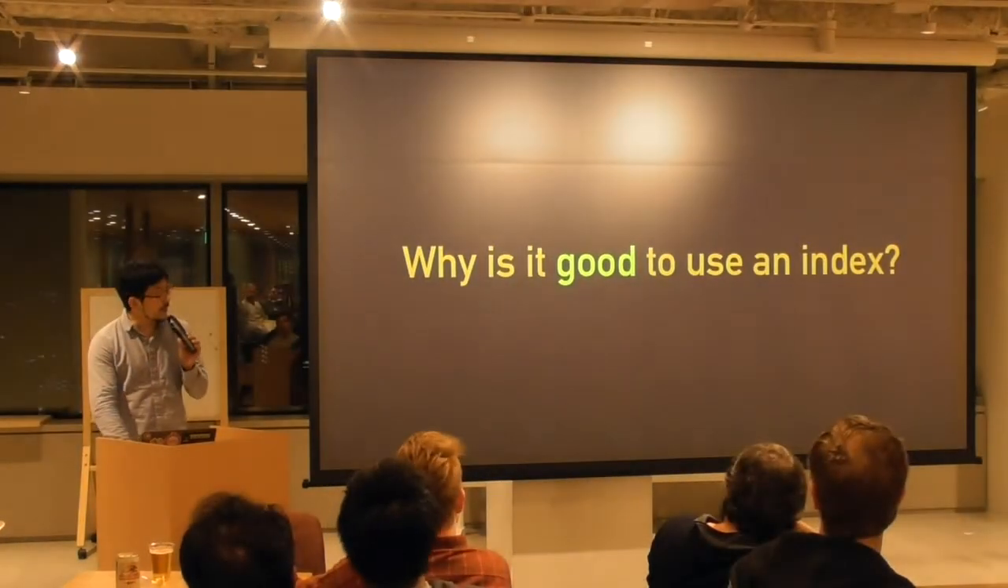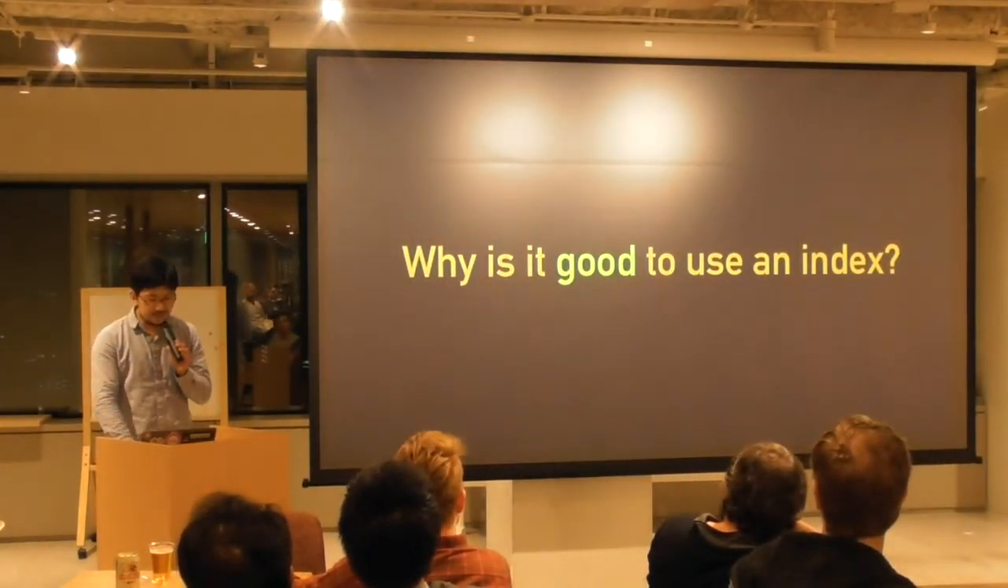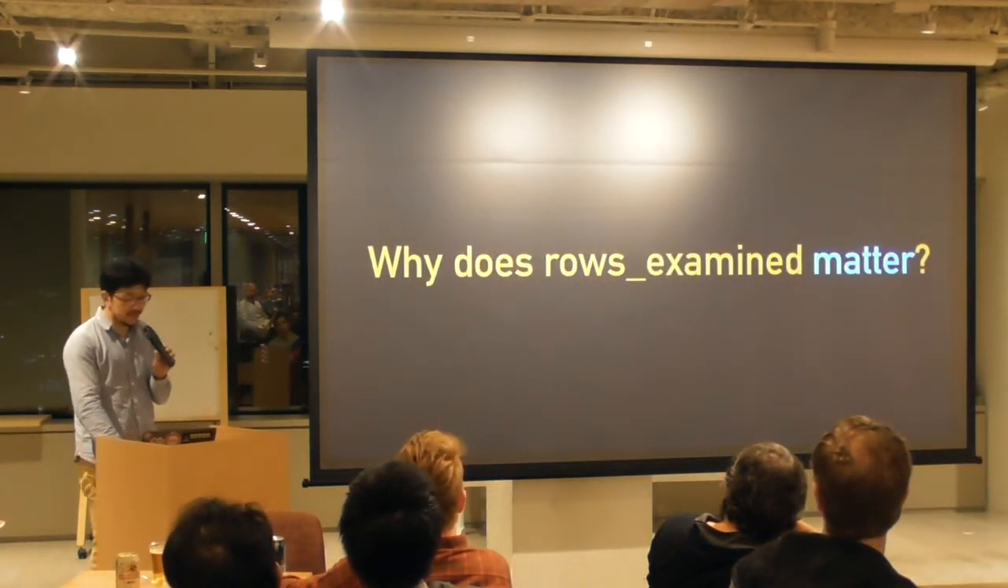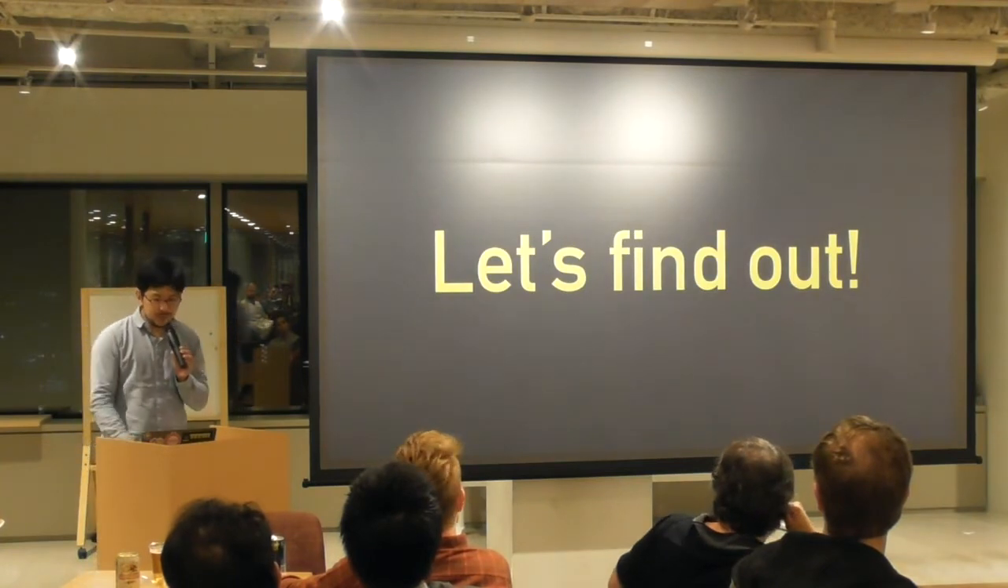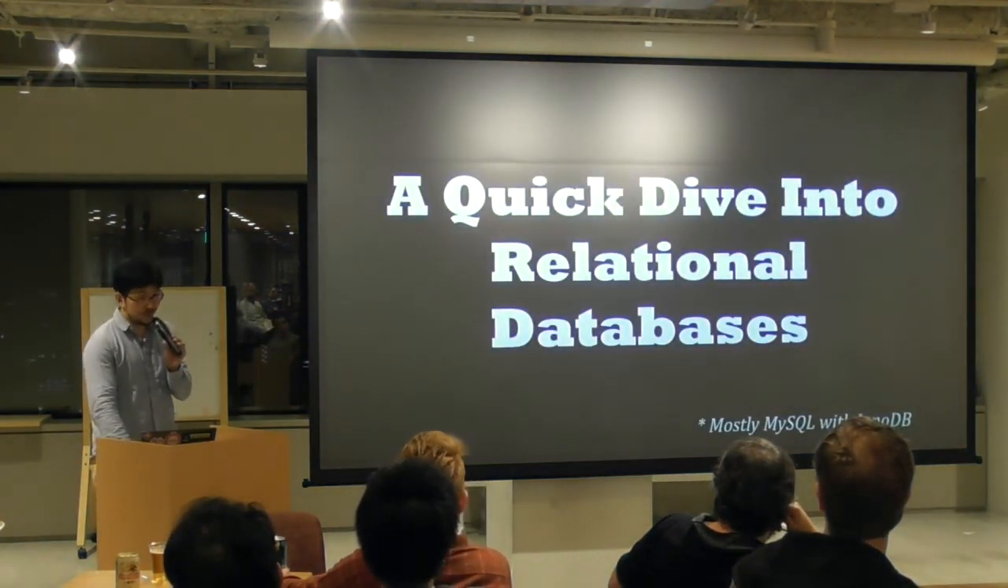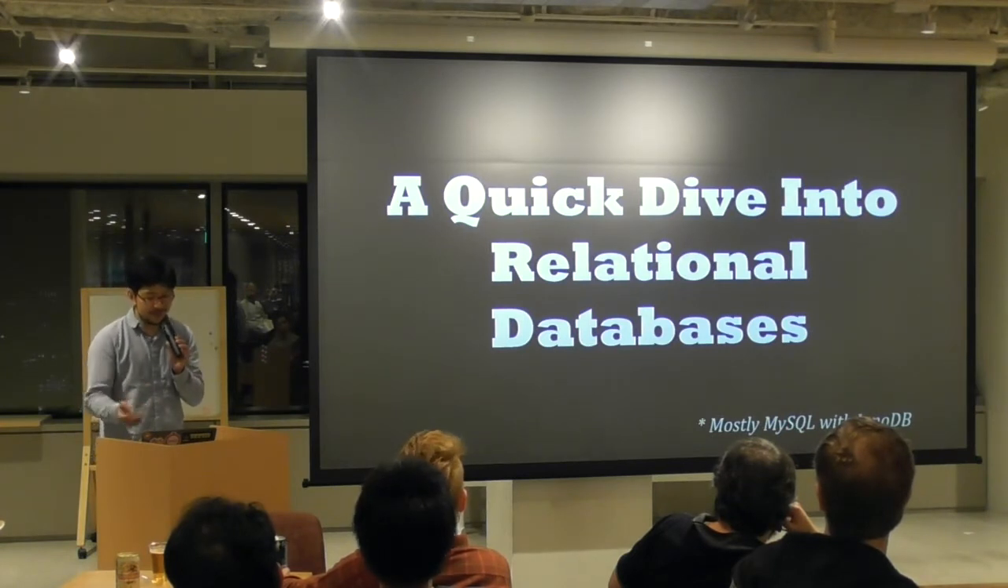So just stepping back a bit: why is it good to use an index? Why is filesort bad? Why does this rows examined thing matter? I'd like to do a quick little dive into relational databases. Hopefully most of you know this, but I'd like to go through it anyway.